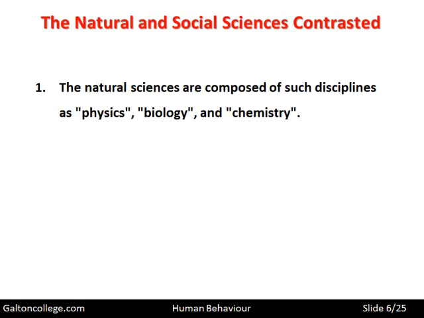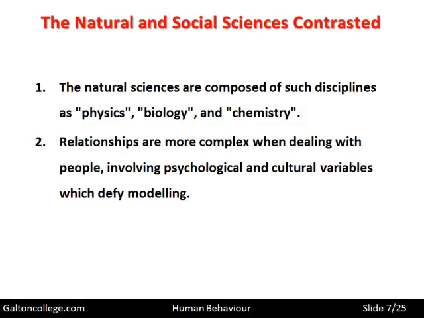The natural sciences are composed of such disciplines as physics, biology, chemistry, astrophysics, geology. These are the natural sciences. And in contrast to that, we have relationships in the social sciences. And what we need to do is to determine whether it's valid to call these relationships and the study of these relationships a science.